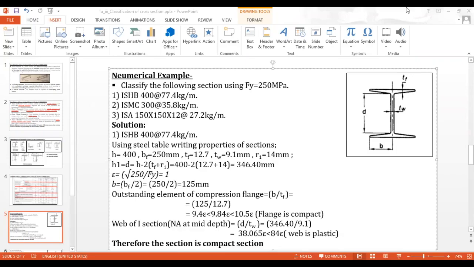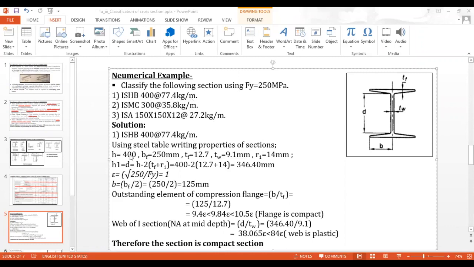we have to calculate from the steel table. We have to write down the properties of the section. I suggest all the students utilize a standard steel table. I would prefer that you utilize the steel table published by Ramamurtham under Dhanpat Rai publication. Now, this first section, ISHB 400. If you look in the steel table, there are 2 to 3 sections which have depth 400. But we have to select the one whose weight is 77.4 kg per meter.